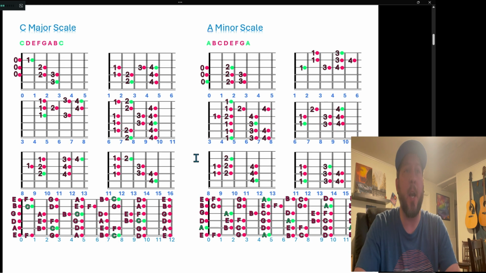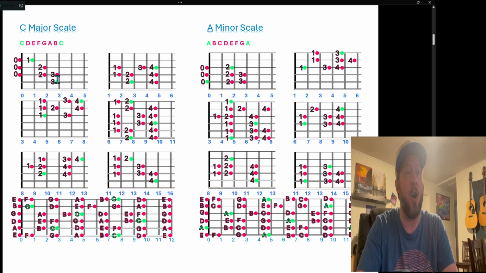All right, so this right here is going to be our scales. We do have C major over here. That's what we're going to do. For C major, these are our note names here. Green is going to be the root note, the first note of the scale, up to the next C, which would be one octave.